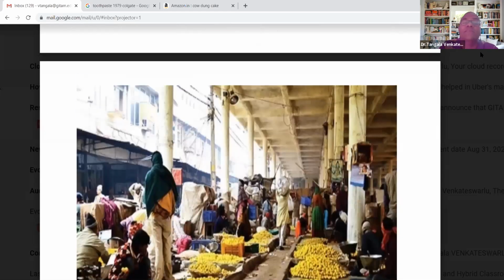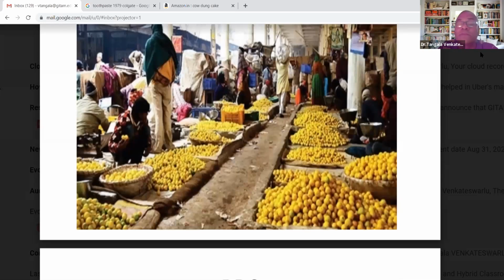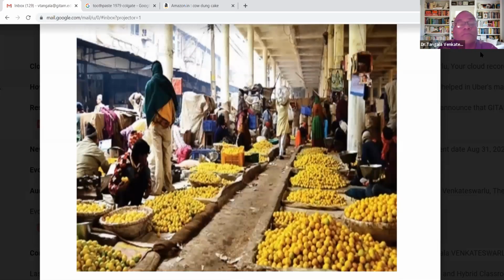So here you can see the image. What are these? These are not laddus, they are lemons.